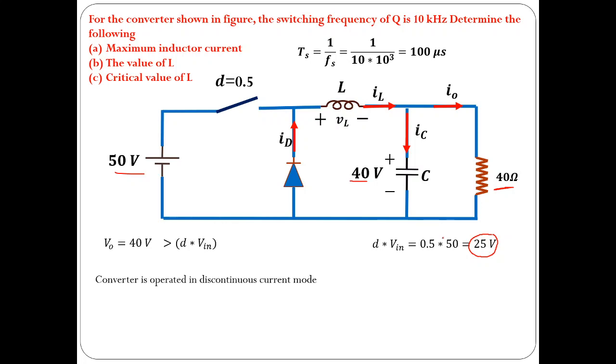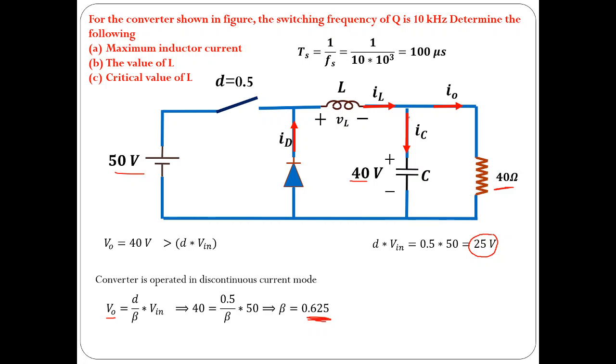Now under this discontinuous current mode, what is the relation between output voltage and input voltage? That is not simply D into Vin, it is equal to D by beta into Vin. So output voltage 40 and input voltage 50, D is 0.5. Substitute these values in the expression, and you would get beta equal to 0.625. This is the value of beta.